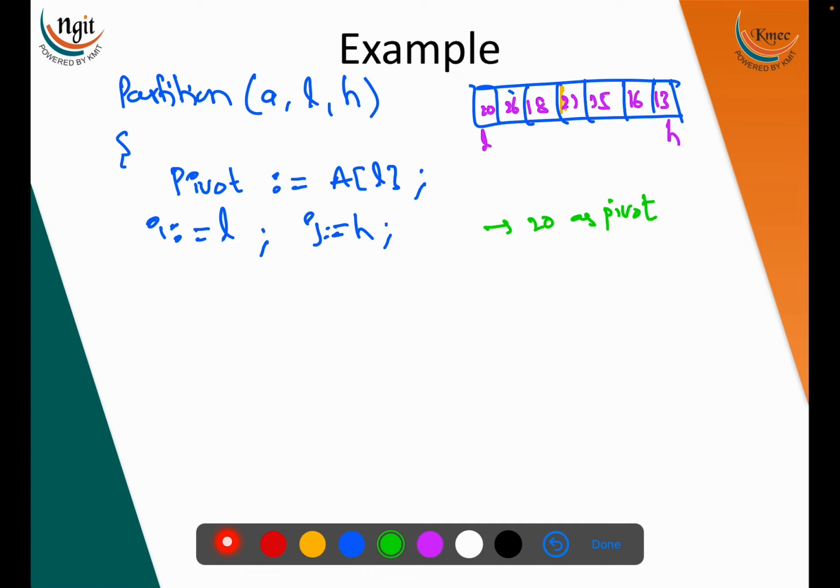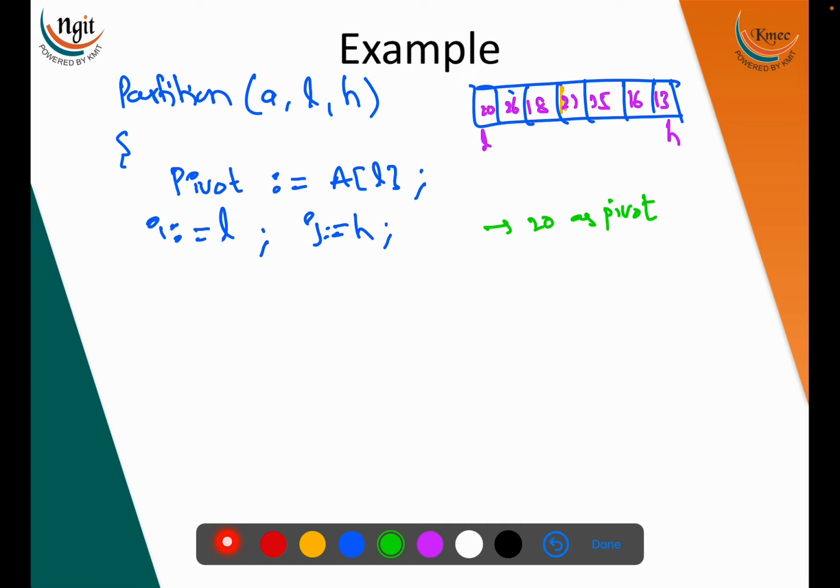Now, whichever element is less than 20 in this list, that should be before 20. So 13, 16, 18 are in the wrong place. They should be before 20, correct? So there should be a procedure which is required to get the correct list. So that is what the partitioning procedure is.